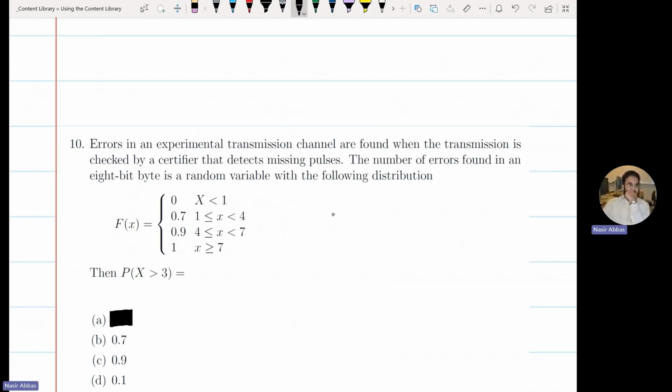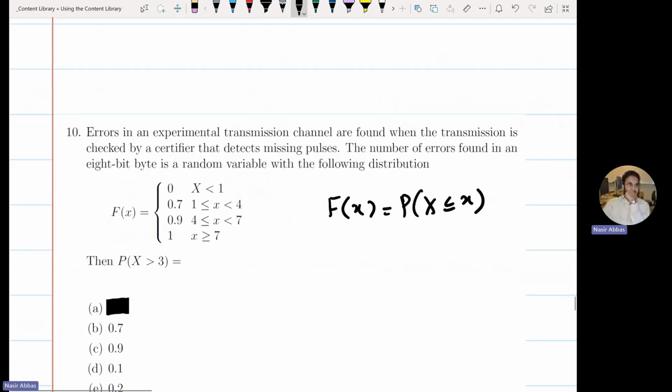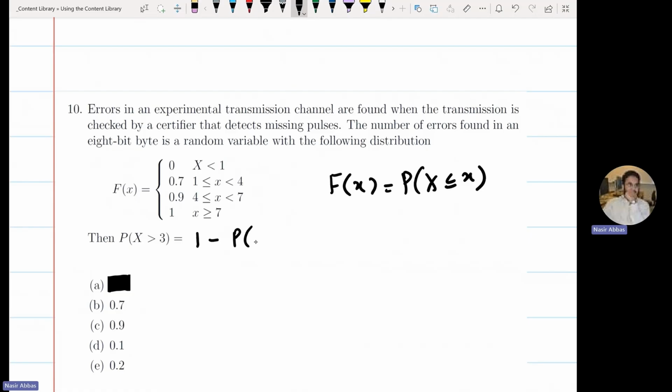By definition, this CDF is actually the probability that x is less than or equal to that value. Remember this definition in your mind. The CDF is actually a sum of mass functions, so it gives you the less than or equal to probability. Then what is required? The required thing is the probability of x greater than 2. You have to convert it to that definition. So how do you do that? Use the complement. This is equal to 1 minus probability of x less than or equal to 2. What is this? This is 1 minus capital F of 2.